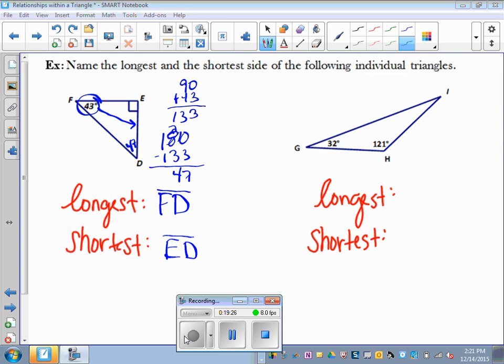Okay, and then how about over here, GIH? How do I find the angle I? Good, same idea as before, 121 plus 32 is 153, and 180 minus 153, 27 degrees. Alright, so then which is my longest side from here? And what's my shortest side? GH.